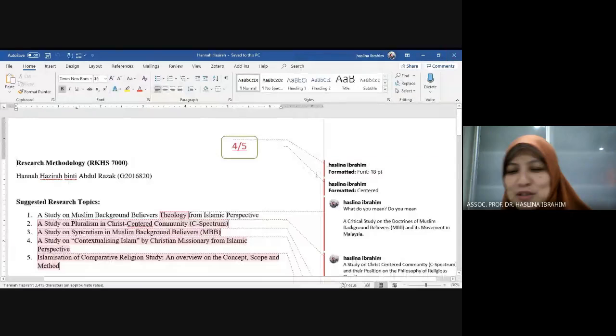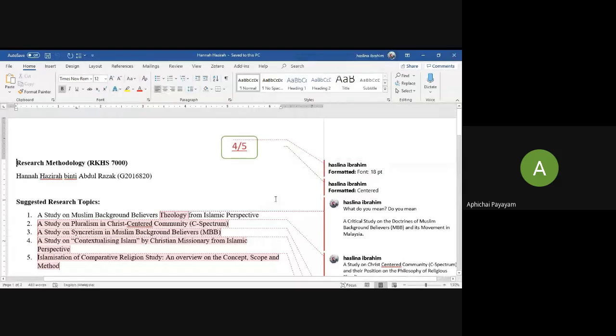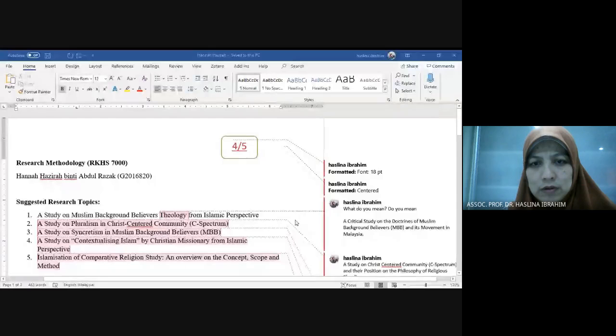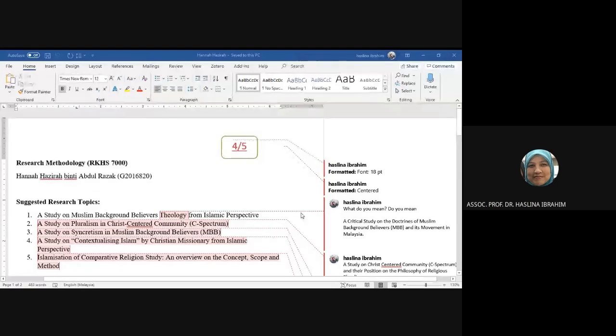Yes, madam. So I have a little question, madam. How can we use the reference when, for example, I take some books from other languages that are not related to English, for example, Arabic books? How can I put them in the bibliography or reference? If the title is Malay, put in Malay lah. If Arabic, put in Arabic.